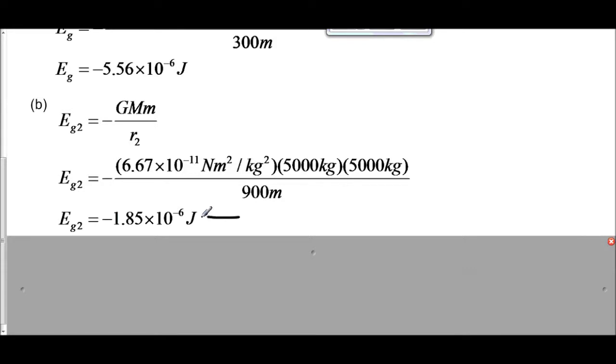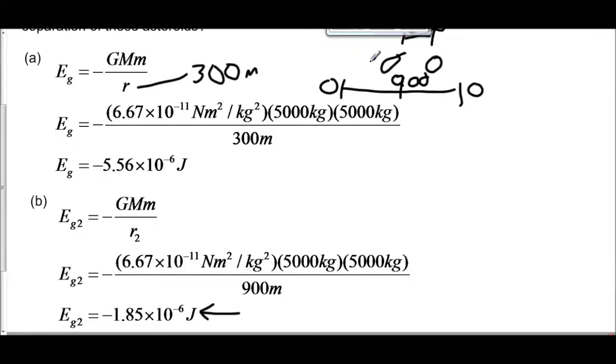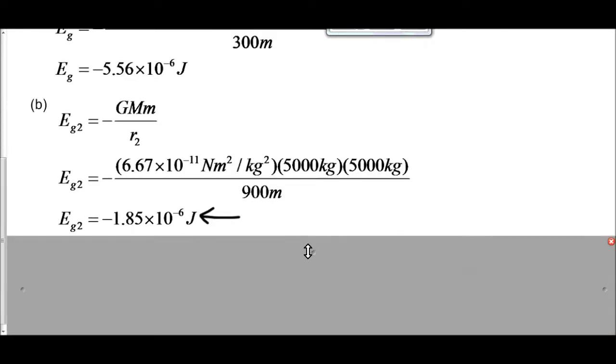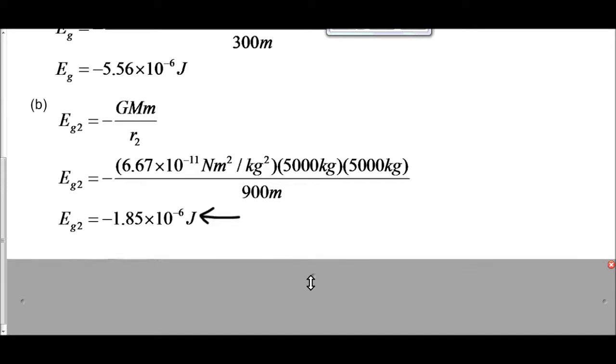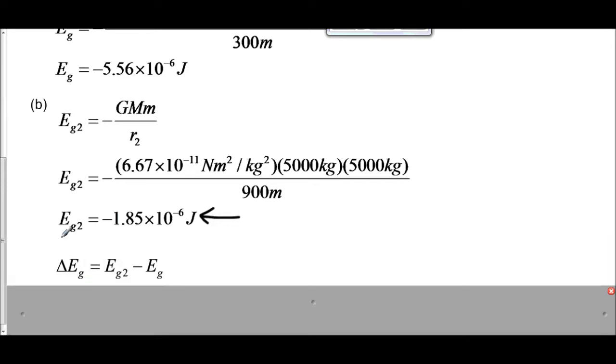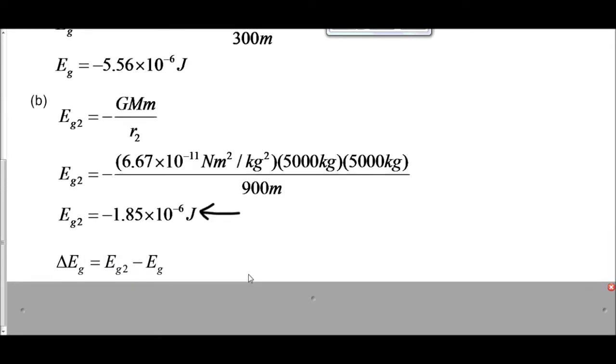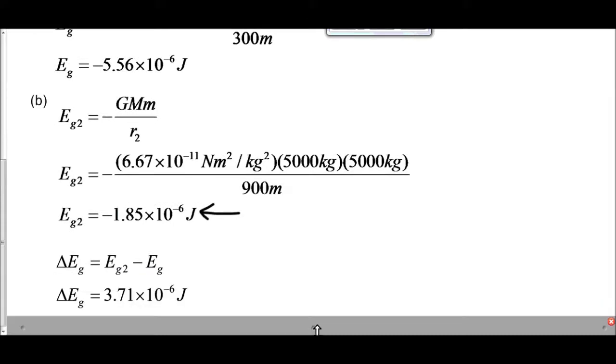But no, this is the energy stored in this scenario, the 900-meter separation. We still have to look at how much more I have to add. And so we're really looking for the change in this thing's energy. How much energy changes are going on? And so we're going to be looking at this. So it's going to be EG2 minus EG. And you plug in our numbers, and you get this.